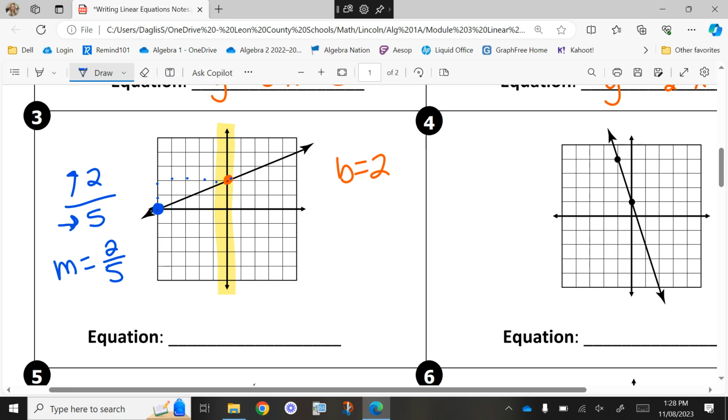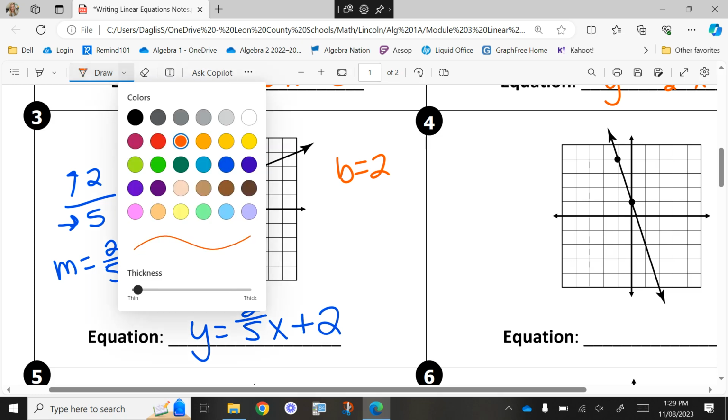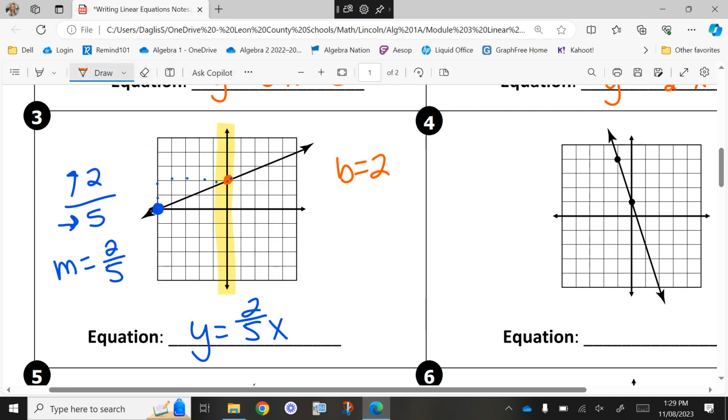So now what's my equation? Y equals 2/5, almost, x. There you go. And then plus 2. Good. There we go. I'll even color code this. There you go. Is that orange? It is.